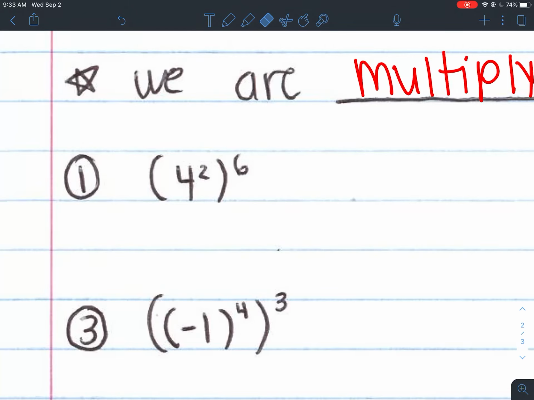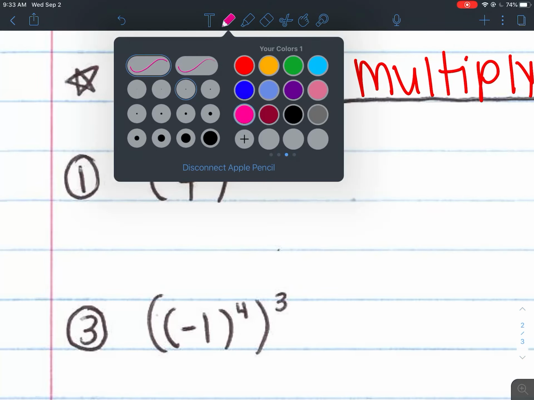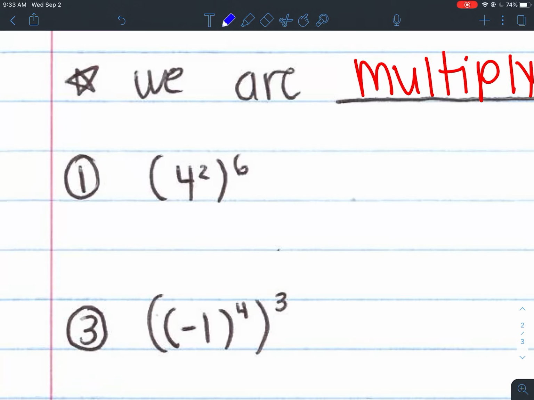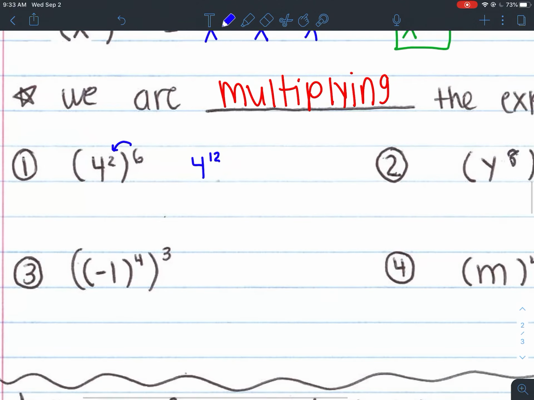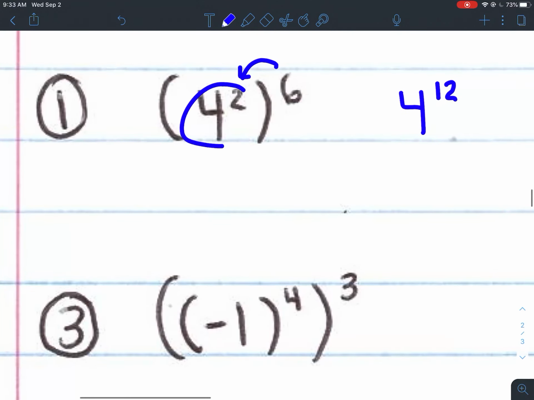We have 4 squared to the 6th power. Okay, so I see parentheses, so I'm going to multiply. I'm going to multiply 6 times 2, so I have 4 to the 12th. I am multiplying the exponents on the parentheses. Now, how do I know this is true? Well, this is saying that I have 4 squared 6 times. So I have 4 squared times 4 squared times 4 squared.